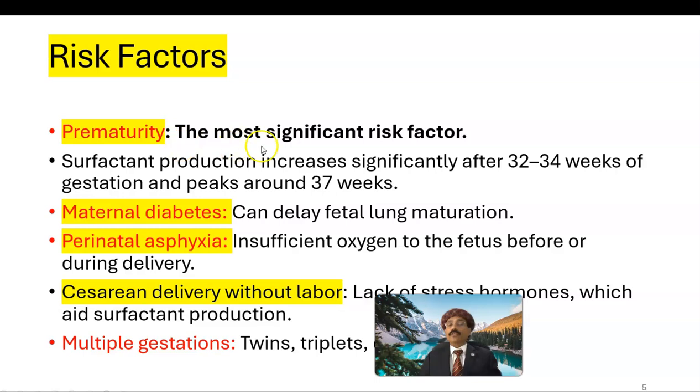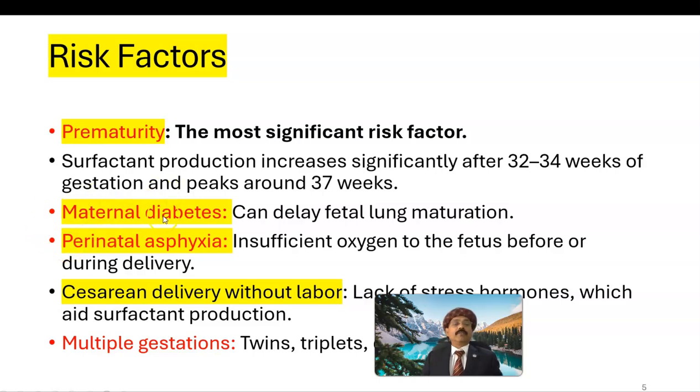Risk factor: prematurity, the most significant risk factor. Surfactant production increases significantly after 32 to 34 weeks of gestation and peaks around 37 weeks. There is a historical figure, the son of President John F. Kennedy in 1963, born prematurely around 33-34 weeks, and the baby died within 2 days. In those days, there was no good treatment for neonatal respiratory distress syndrome.